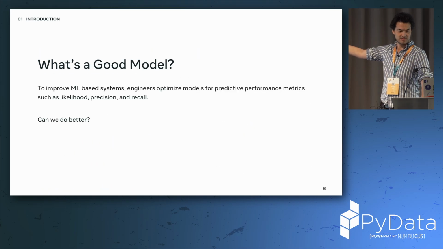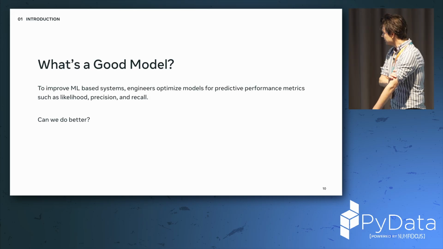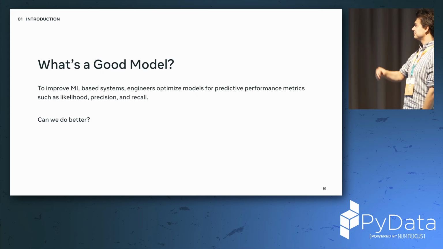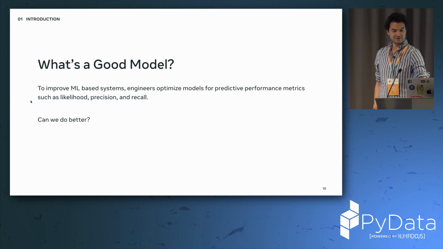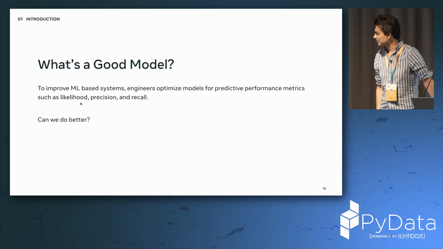So how do we typically look at ML models? Well, typically we evaluate simply ML performance metrics. We may look at the likelihood, we may look at precision, recall, metrics like that.